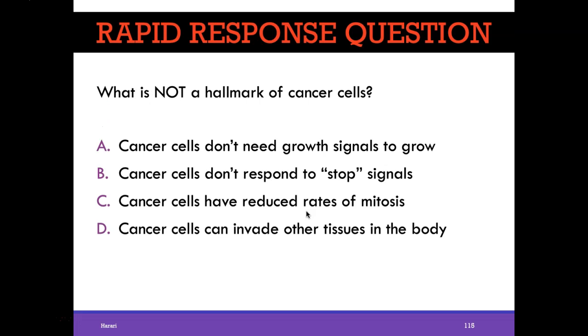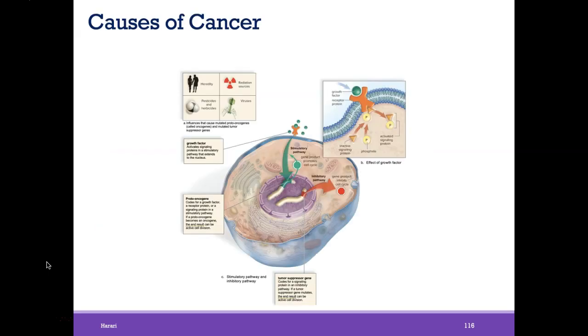So what is not a hallmark of cancer cells? Pause here. So the answer is C. Cancer cells do not have reduced rates of mitosis. They have increased rates of mitosis.